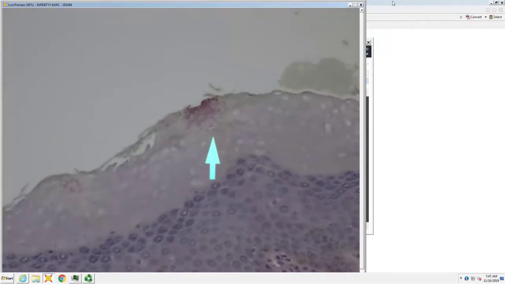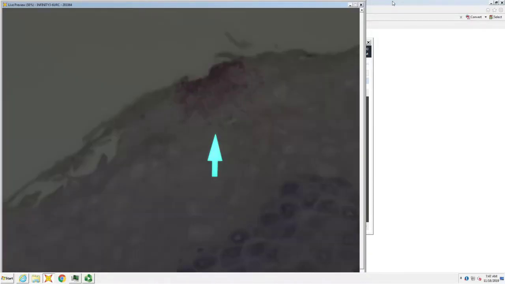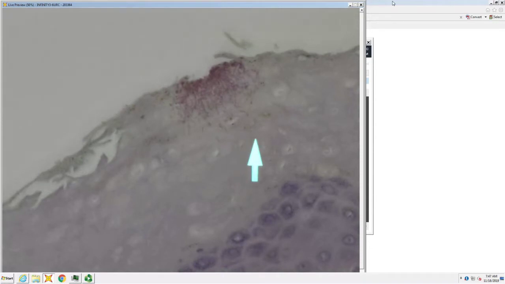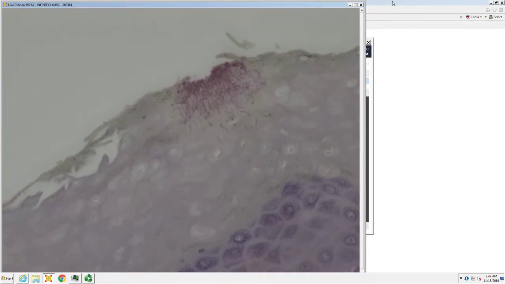Vertically oriented. So are they hollow and clear, or are they amphophilic and not hollow? They don't appear to be hollow, so maybe erythrasma. That's exactly what it is, erythrasma. Vertically oriented hollow is candida. Vertically oriented gray to amphophilic, not hollow, is erythrasma.